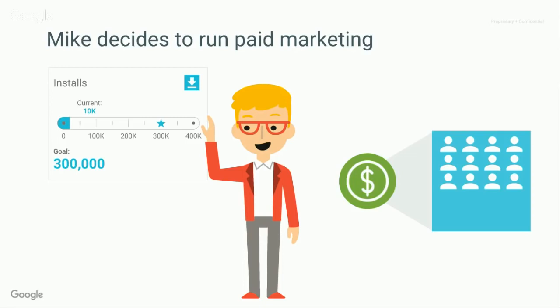So he knows that getting to that 300,000 number is going to take a lot of work. And he's going to have to tap into sources like paid user marketing to get to that level. But he doesn't have a lot of budget, so he has to do this wisely. And luckily, Firebase Analytics can help him do this.